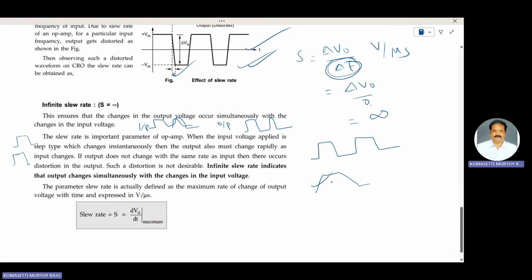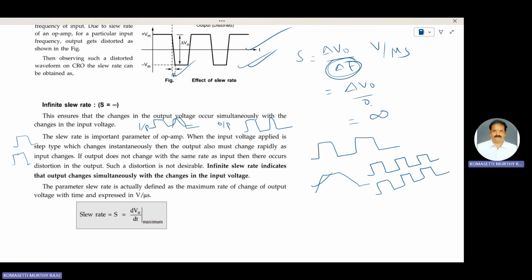Infinite slew rate indicates that the output changes simultaneously with the changes in the input voltage. Infinite slew rate means delta T is equal to 0. The output voltage changes occur simultaneously with the input voltage changes. Therefore, the slew rate is infinity. The parameter slew rate is actually defined as the maximum rate of change of output voltage with time, expressed in volts per microsecond.